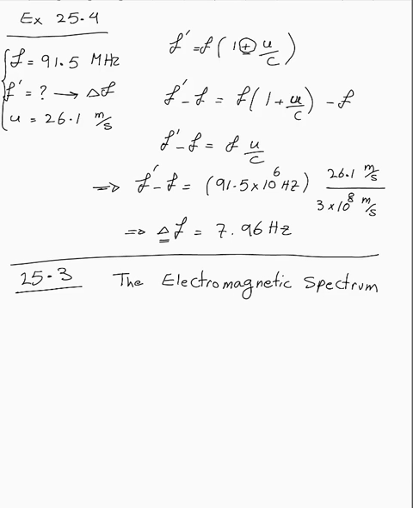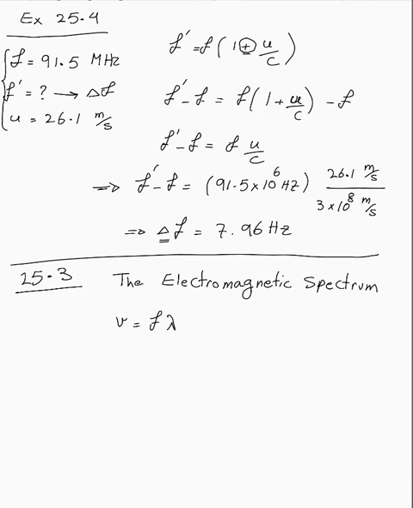There is another example in your book, 25.5, that I urge you to read yourself. But let's talk some about the electromagnetic spectrum, and this is page 889 in your book. Now, when white light passes through a prism, it spreads out into a rainbow of colors, with red on one end and then violet light on the other.